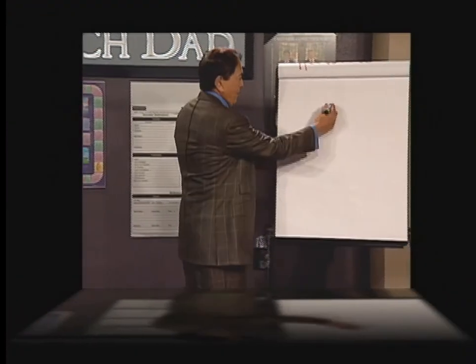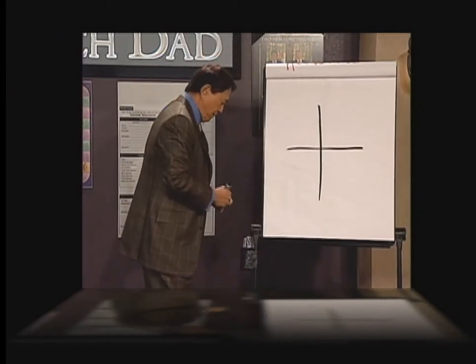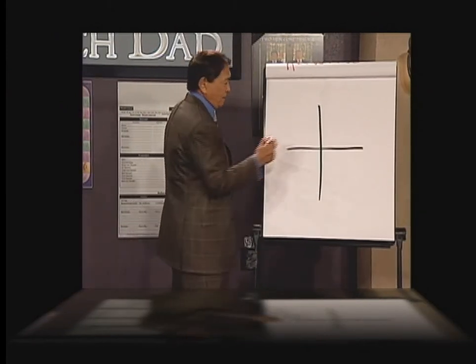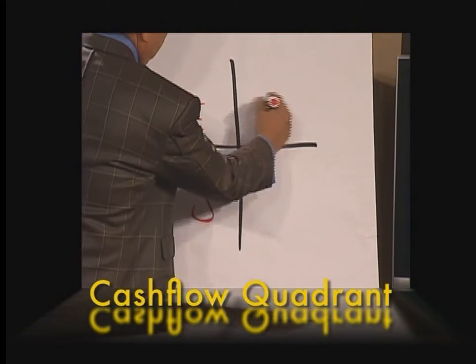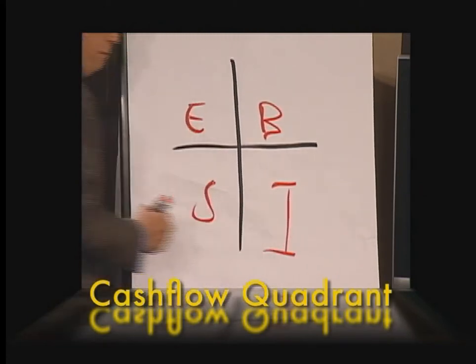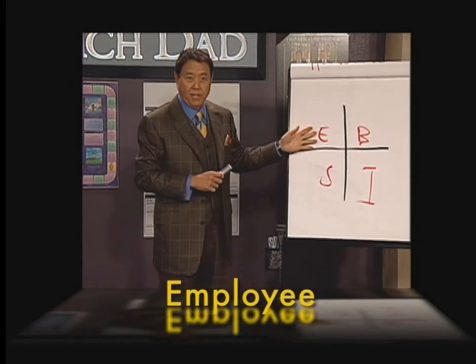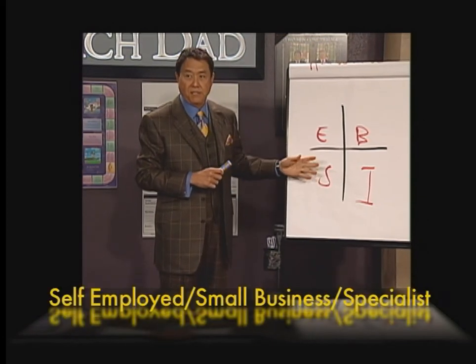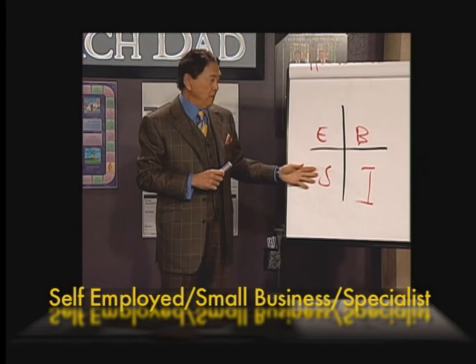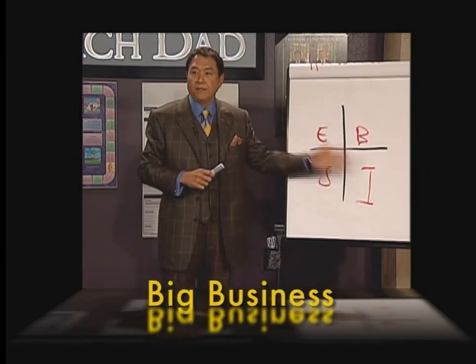But something started to happen when I got more clarity in my life. As my rich dad used to explain, this is the cash flow quadrant. My rich dad explained that there are 4 people that make up the world of business: employees, self-employed, small business specialists like consultants, big business, and investors.